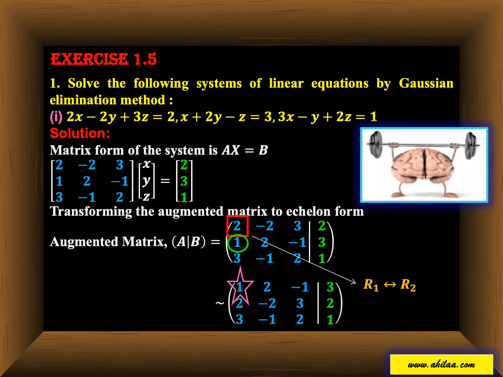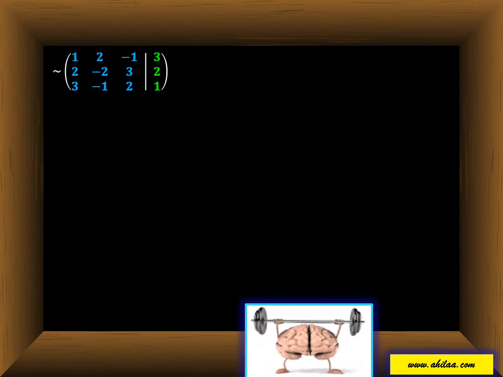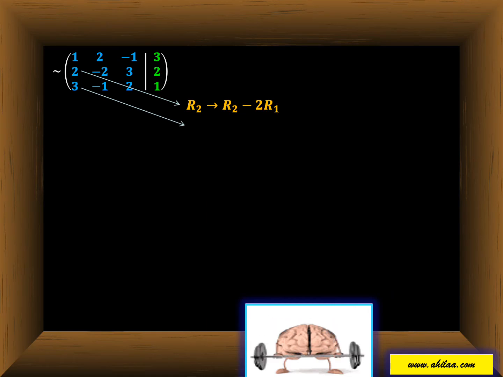Now the A11 element is 1. We need to make the other elements A21, A31 and A32 as 0. That is to bring it in the row echelon form. Now see the A21 element, which is 2 here. We need to make it 0 using the first row as our pivot row. The operation is R2 tends to R2 minus 2 R1. Similarly, A31 element is 3 here. To make it 0, the operation is R3 tends to R3 minus 3 R1.